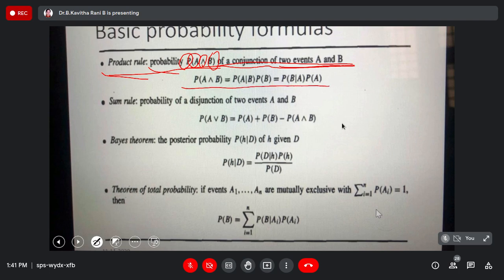So what is this formula? Probability of A and B is equal to P of A given B, that is, the probability of A given the details about the occurrence of B, into the prior probability of B. That is nothing but the product rule. So that can be written in this way also.